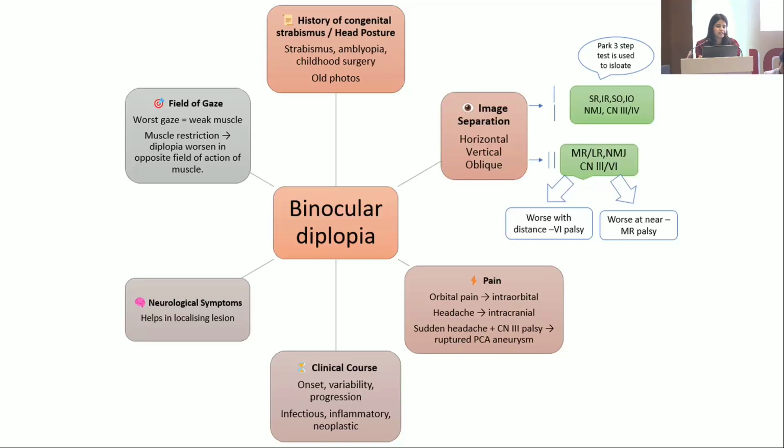So we should dig deeper into the history for binocular diplopia. We should ask for image separation, whether the images are separated horizontally or vertically. If the images are separated horizontally, then horizontal movers are involved and the nerve supplying them. If it is worse with distance, then it is sixth nerve palsy, and if it is worse with near, then it is medial rectus palsy. Also, we should ask for the worst gaze, which is equal to the action of the paretic muscle. But in case of muscle restriction, it is opposite. We should ask for any neurological symptoms, clinical course, and history of congenital strabismus or any corrective head posture.